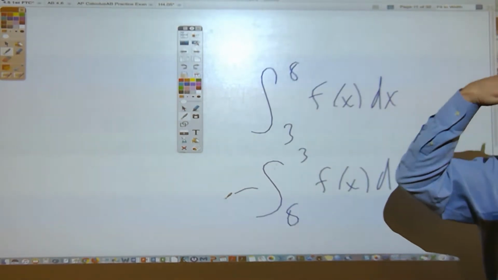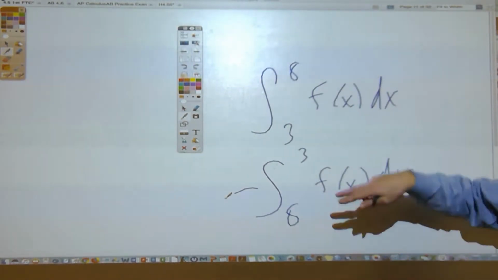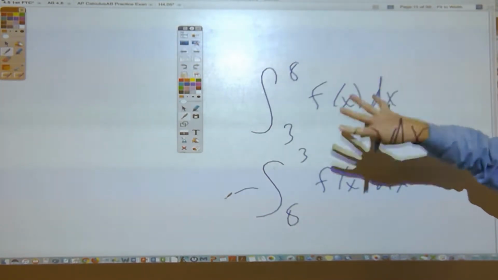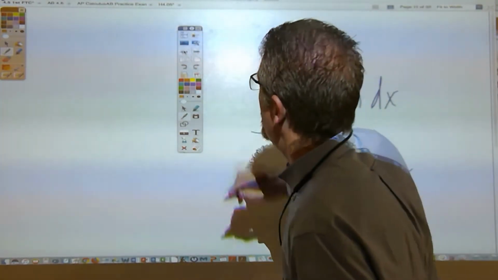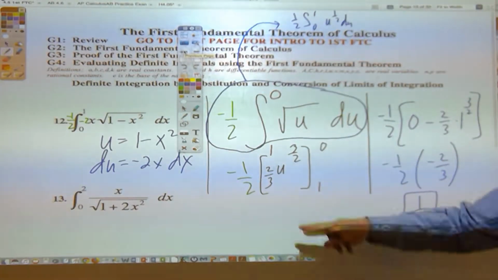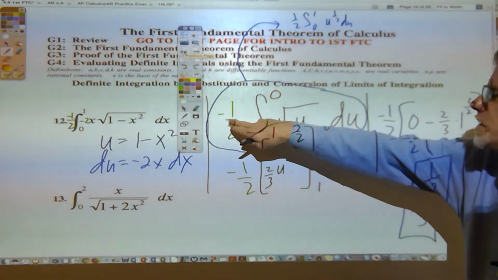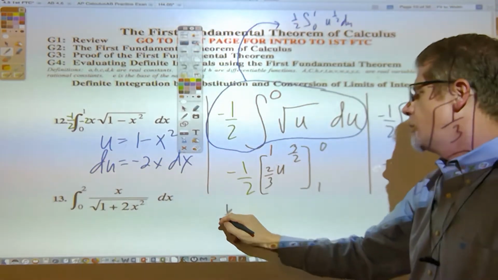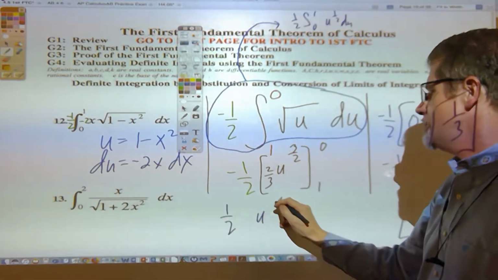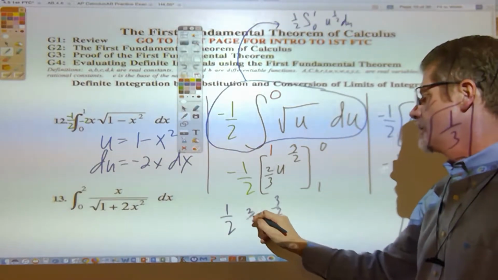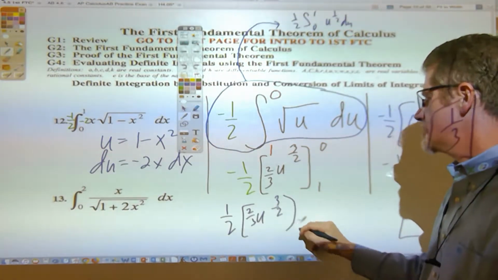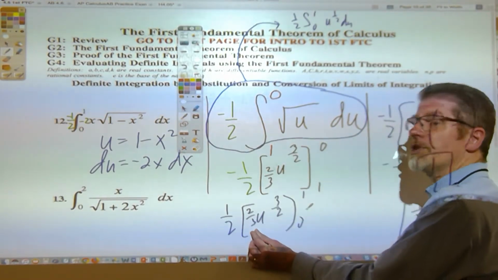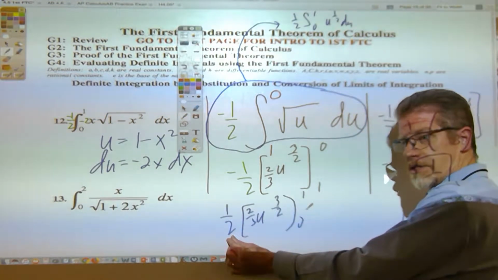You can change, and so, now, no one would really want to change an answer that doesn't have negatives into one that does have negatives, but this has a negative sign in it. You can get rid of the negative sign by simply flipping this. So now we have 1/2 times u to the 3/2 multiplied by 2/3 from 0 to 1. And to make it even more streamlined, you can pull the 2/3 out.